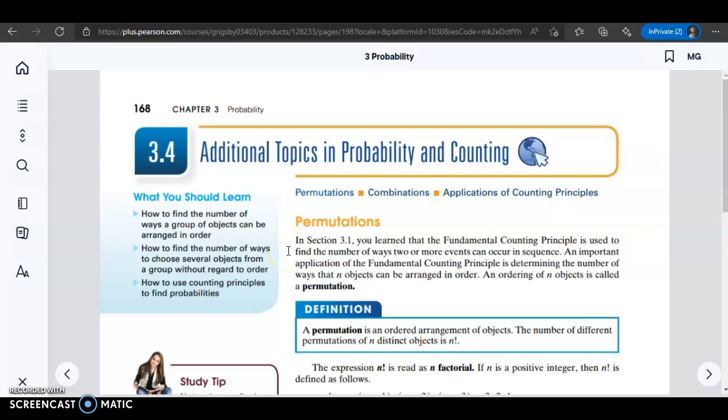Hello students and welcome. In this last section in chapter 3 we're going to discuss additional topics in probability and counting. The first topic in this section is about permutations, and the definition and formula are given on page 168.